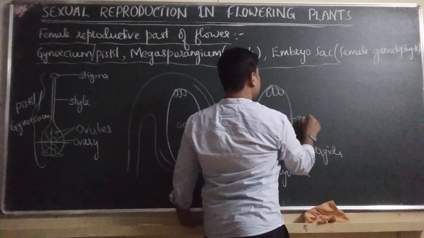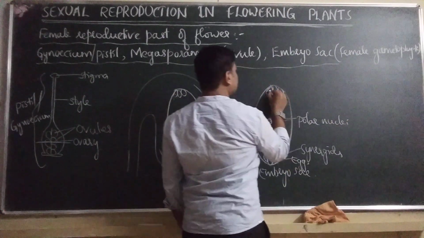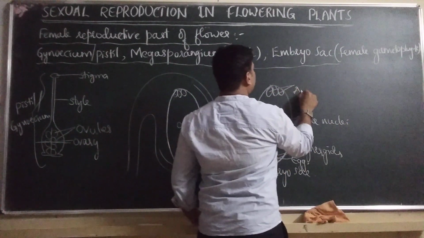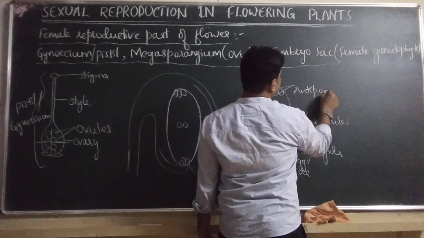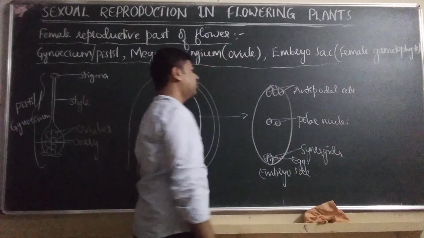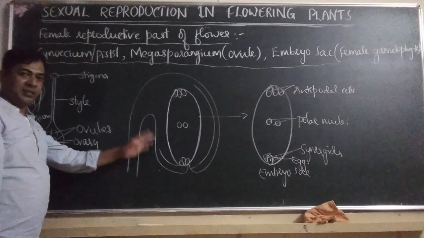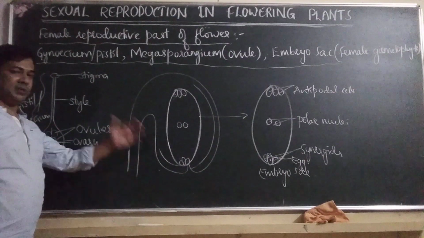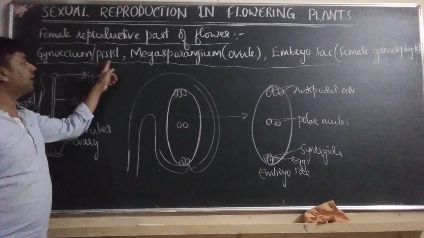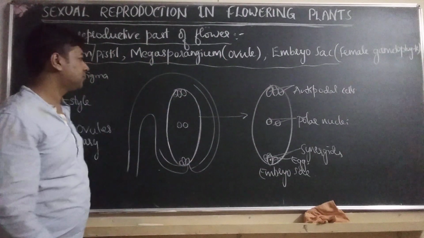And these 2 are polar nuclei, and these three are antipodal cells. Antipodal cells, you know this. So now I'm just giving an introduction, then we will continue slowly step by step, just to make you understand why we have written this heading and why these headings are there in the textbook.